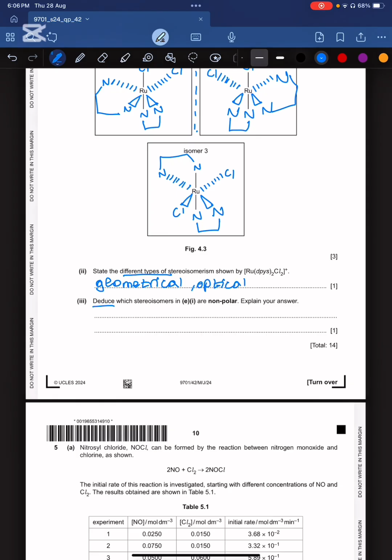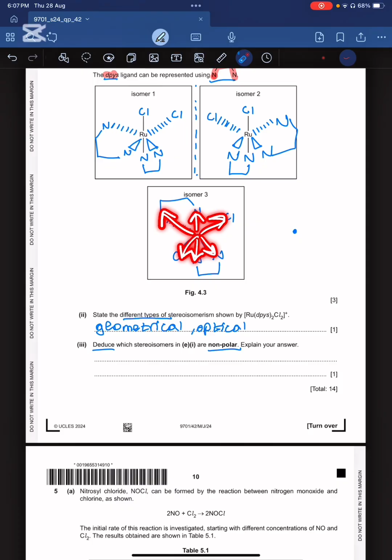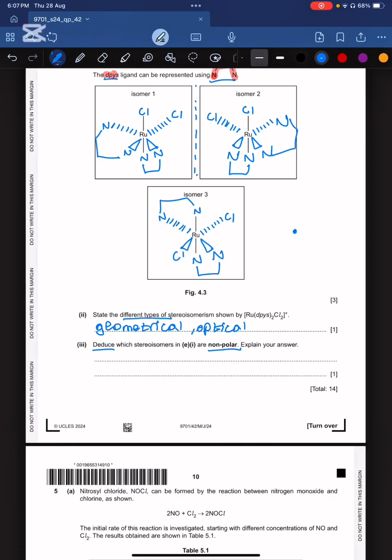Now, deduce which stereoisomers are nonpolar. This is an AS question. Trans isomers are always nonpolar. Why is that? Because the dipoles are on opposite sides, exactly 180 degrees. If I were to make a sketch of the dipoles here, it would be this one, N going upwards, nitrogen going downwards, since the nitrogen is pulling the electrons of the ruthenium. This is going upwards, this is going downwards, downwards, upwards, upwards, and upwards. Meaning it would be something like this.